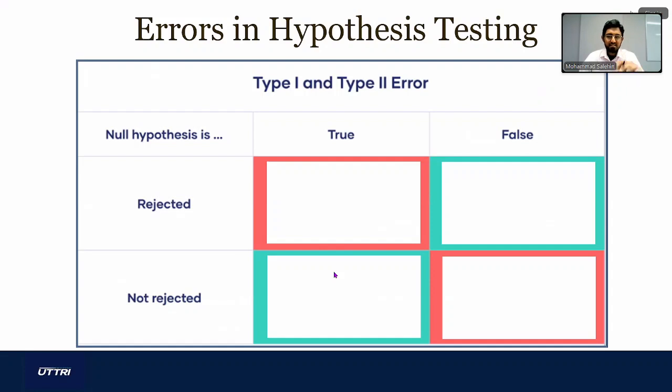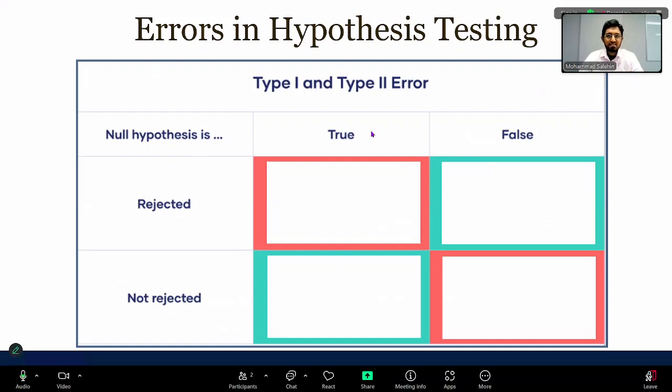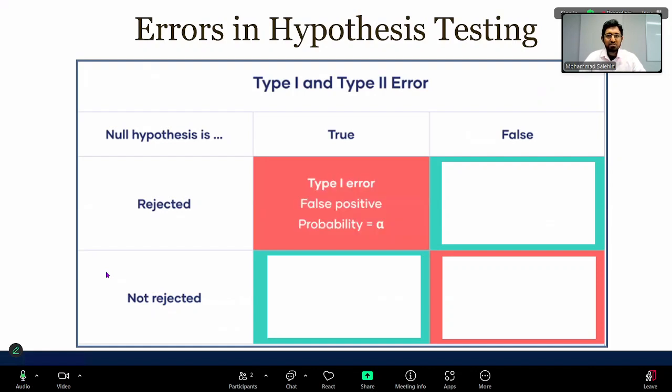Errors in hypothesis testing. The null hypothesis in real life can either be true or false. And when we are doing the hypothesis testing, we may either reject the null hypothesis or fail to reject the null hypothesis. So in case 1, if the null hypothesis is true and we reject the null hypothesis, then we are committing a type 1 error.